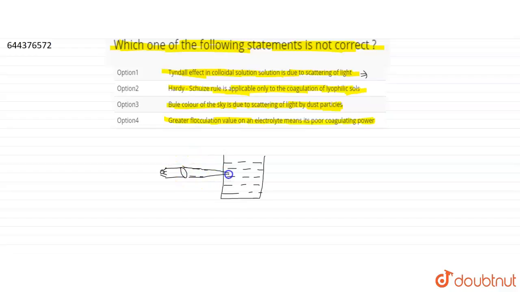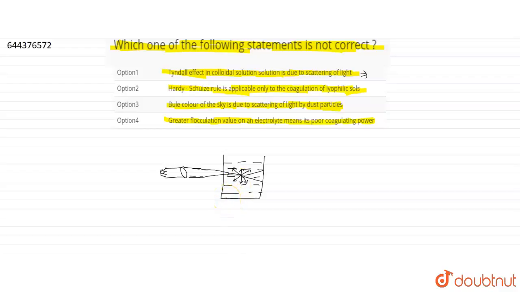When the strong beam of light is passed through the colloidal sol, the path of the beam gets illuminated like this. This illuminated path is due to scattering of light. The light gets scattered in different directions by the colloidal particles, and this phenomenon is known as Tyndall effect. It is due to scattering of light by the colloidal particles present in the colloidal solution.